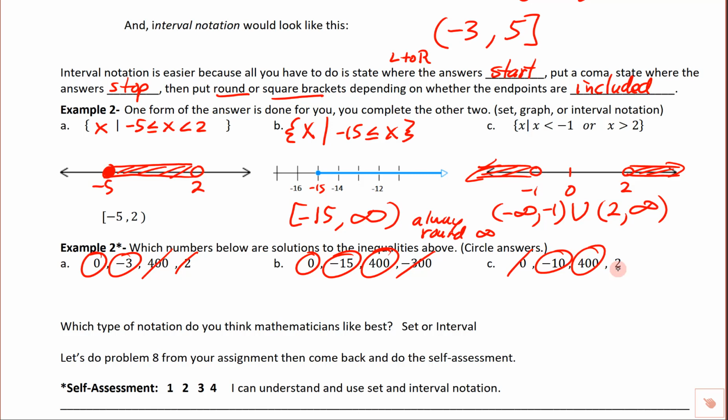And how about 2? Well, 2, we run into the same thing that we did here. It is kind of the end point, but because it's not shaded in, because it's not included, because the answers are strictly greater than 2, we cross that one off. That one's not part of the solution.